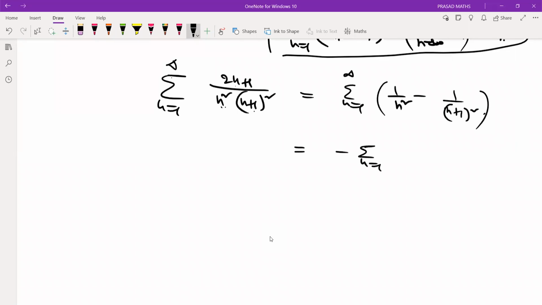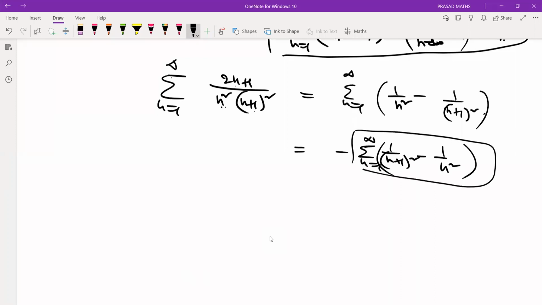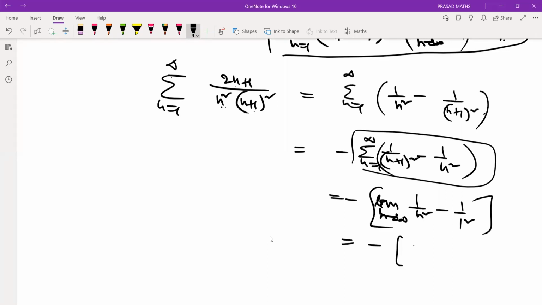What I need is a(n plus 1) minus an in the summation. So this is now exactly the telescopic format: summation n equals 1 to infinity of a(n plus 1) minus an. So what is the answer? Minus of limit of an minus a1. What is an? 1 by n square. And a1 is 1 by 1 square. Therefore the answer is minus of the limit of 1 by n square, which is 0, minus 1. That is exactly 1.